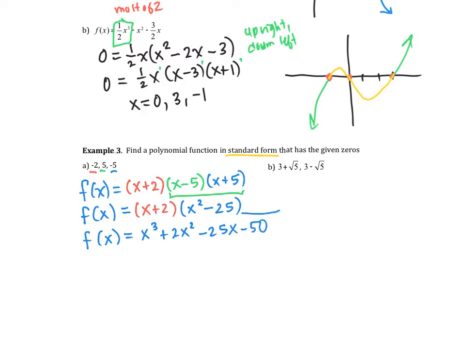And you could have multiplied it in a different order. If we have the same factors, we should end in the same one. And this is what we're going for if they say general or standard form. They want it multiplied out.